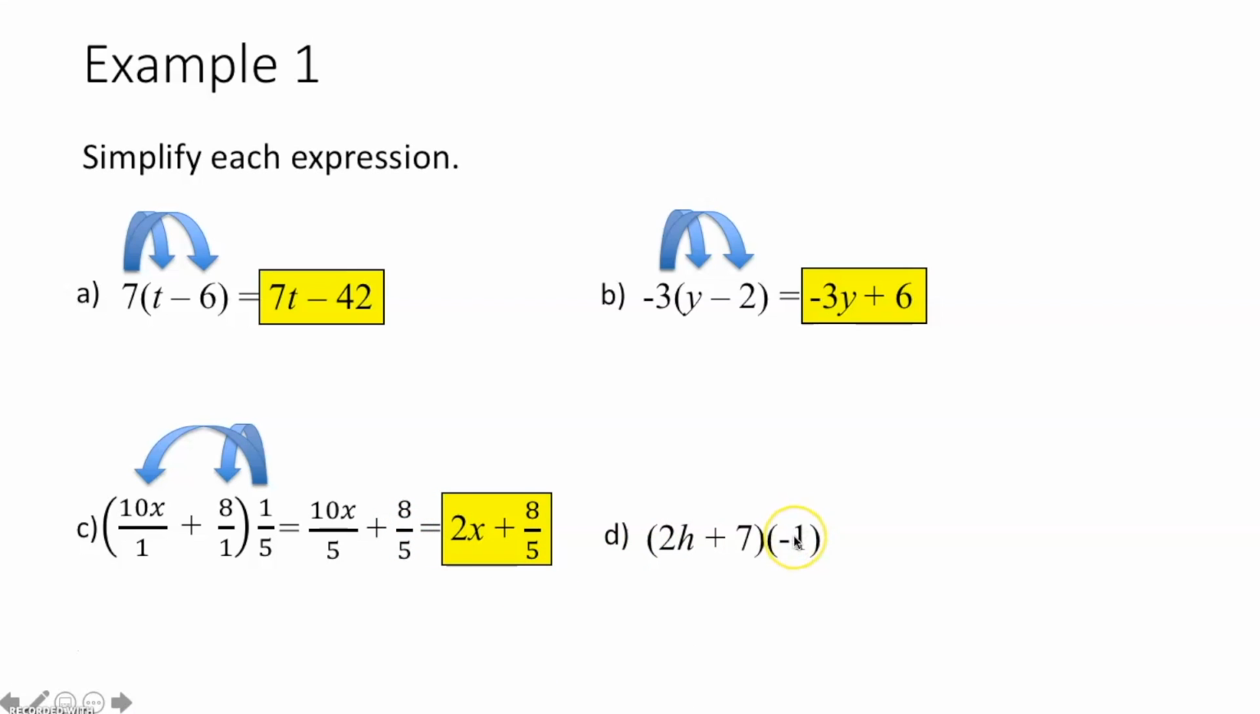Part D, we're going to take this negative 1, multiply it to the 2h out front, and we get negative 2h. And then negative 1 times 7 is going to be negative 7. So we write minus 7.